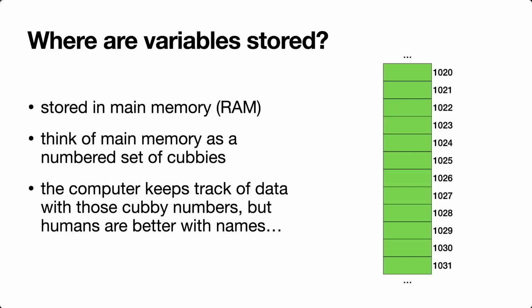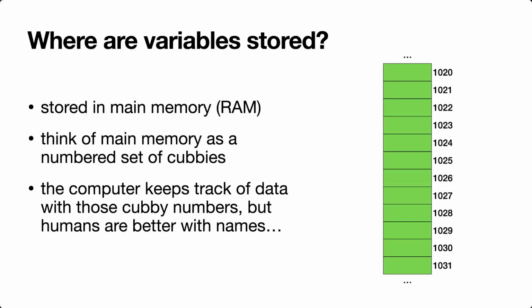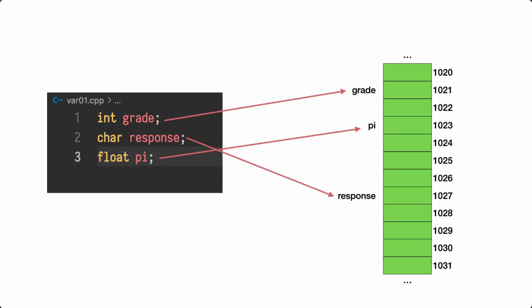So 1022 versus something like grade or pi, it's easier to remember that I have a variable called pi than a variable called 1023. And so when you take your C++ code and convert it to a program that the computer can execute, the compiler is going to decide where each of the variables that you've put in your code, so int grade, char response, float pi, go in memory. And so whenever you want to refer to grade in the future, you'll just be able to say grade rather than worrying about 1021 or 1023 for pi, and so on and so forth.